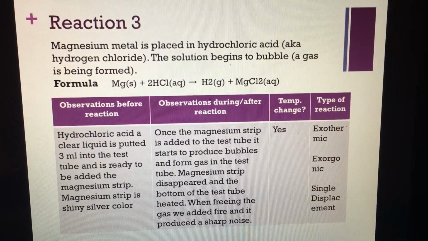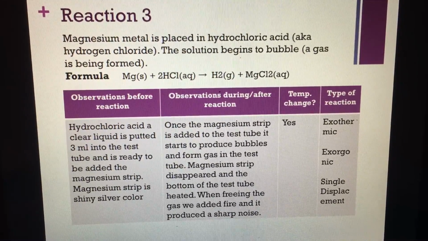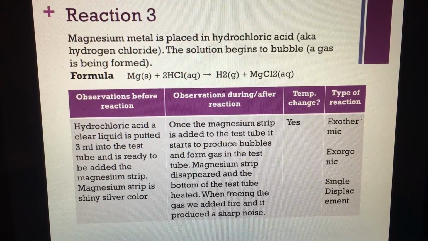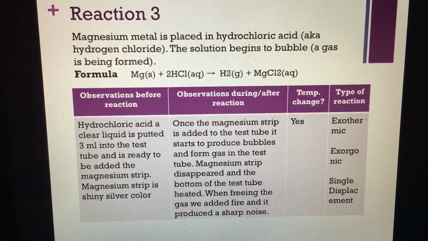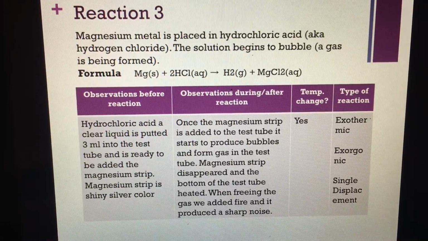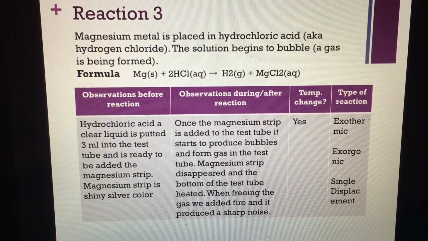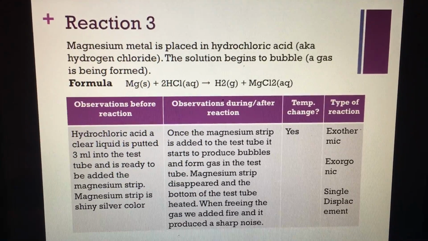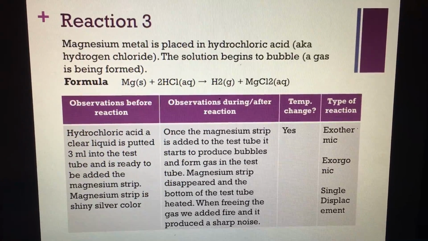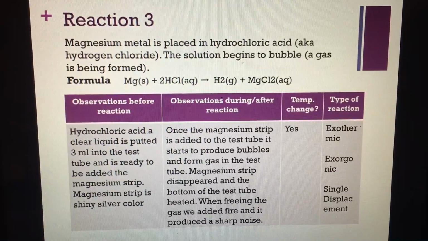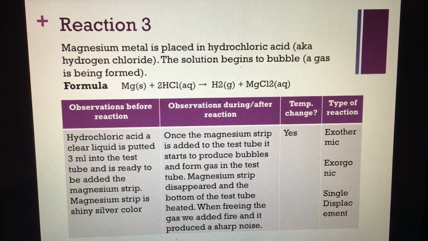Reaction 3. This reaction was single displacement and it was also exergonic and exothermic. At first, hydrochloric acid is clear and the magnesium strip is a silver color. During the reaction, we add the magnesium strip. Then bubbles start appearing and the magnesium strip disappears at the bottom of the test tube. Then we added fire and it produced a noise that means that there is energy. The temperature in this reaction did change.